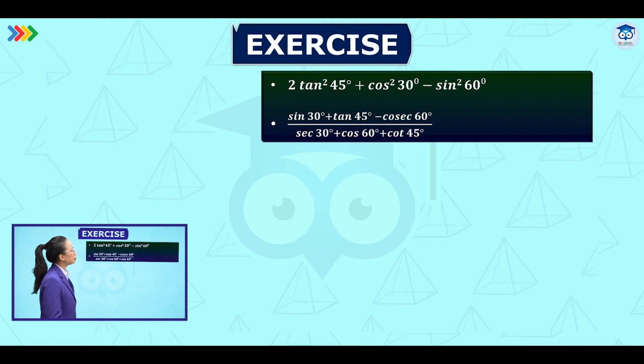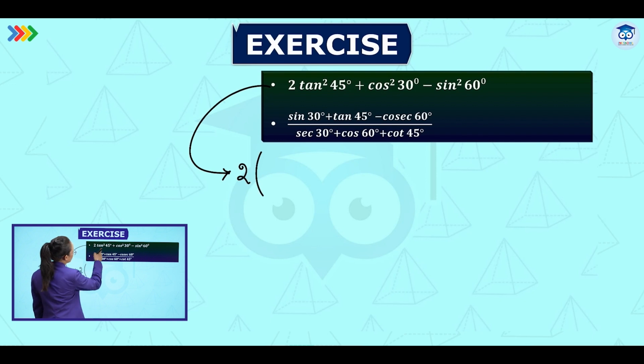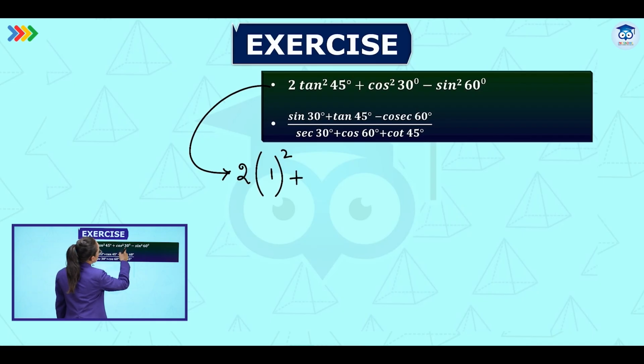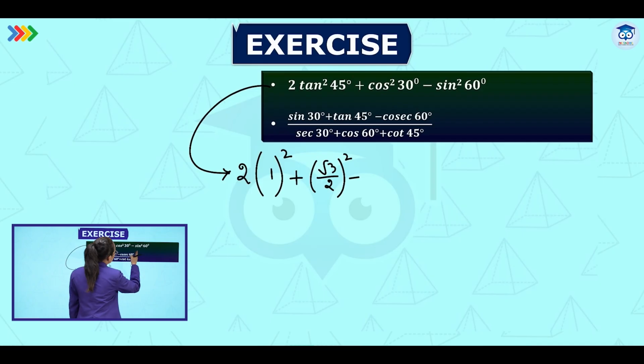So, moving ahead, next we have to find the values of this first one, that is 2 tan square 45 plus cos square 30 minus sin square 60. For this, we'll directly put the values and substitute. So this becomes 2 times tan square 45. We know that tan 45 is 1, so it is 1 square. Plus cos 30, which is root 3 by 2, square. Now sin square 60, again root 3 by 2, square.